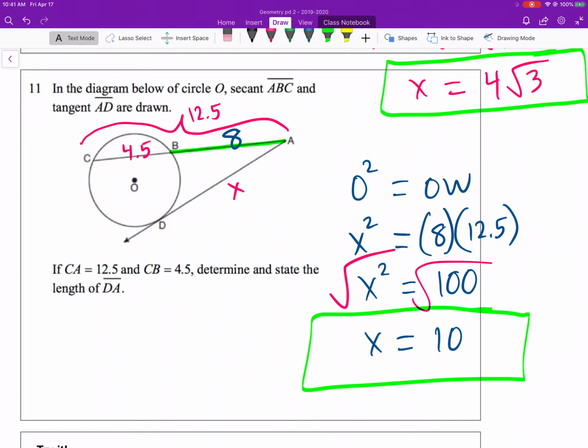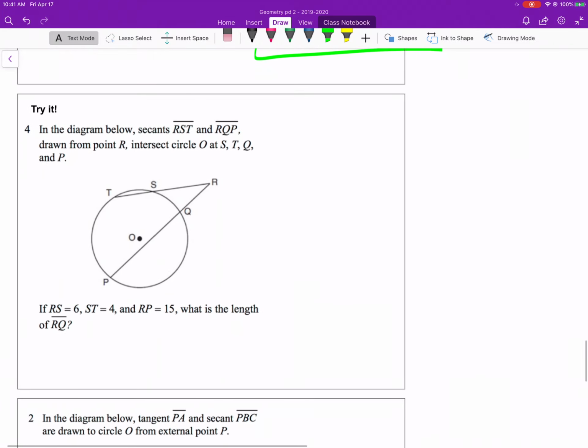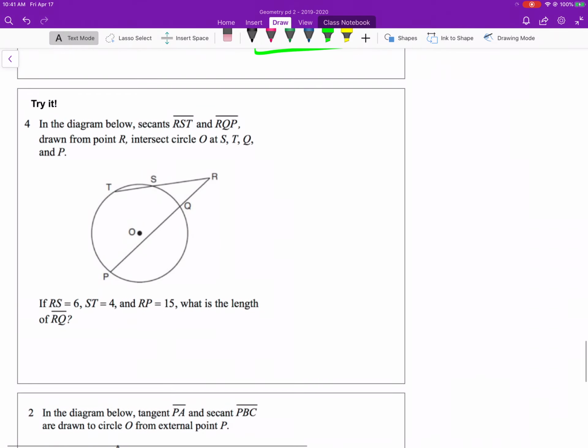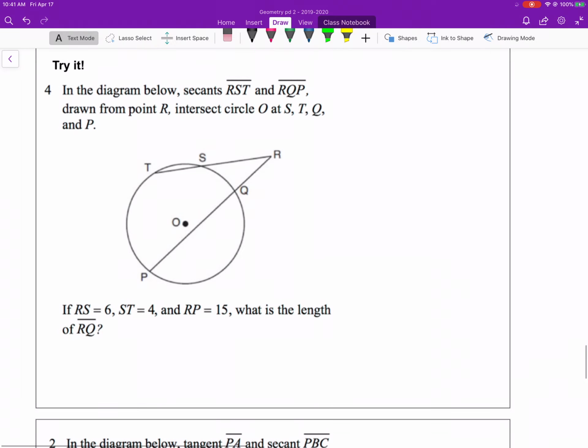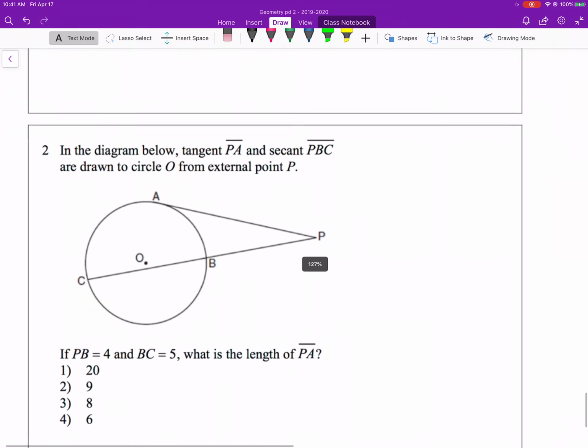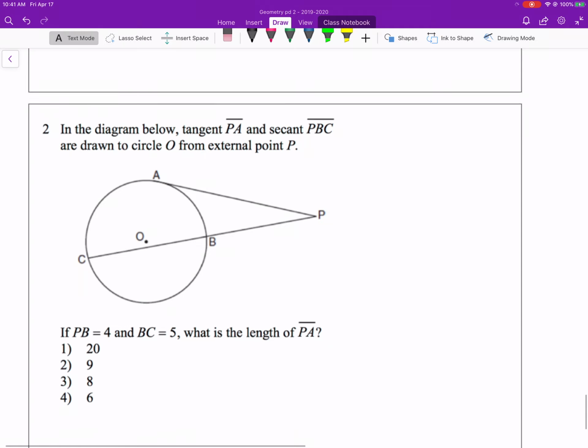So what I want you to do is try these two problems. Think about what equation would you be writing? O squared equals OW, or just OW equals OW? You have to decide that. Alright, here you're working with two secants, and here you're working with a secant and a tangent. So just be careful about which rule you're using.